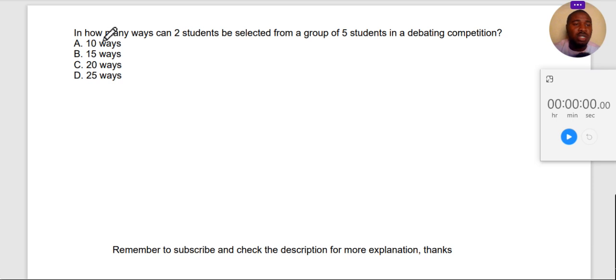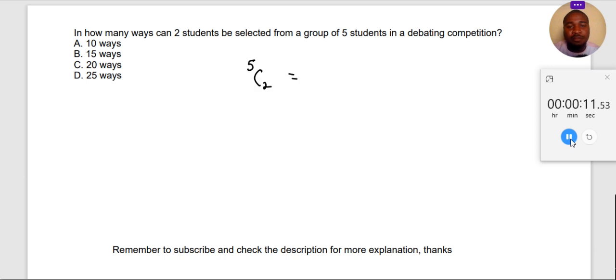So today our question is, in how many ways can two students be selected from a group of 5 students, right? So let's time this and see how fast we can answer this question. Now the question is 2 students to be selected from a set of 5 students. So this is a combination question. That means we are talking about 5 combination 2, right?